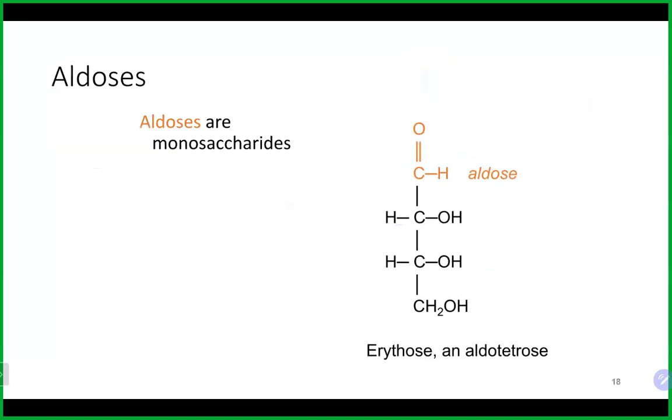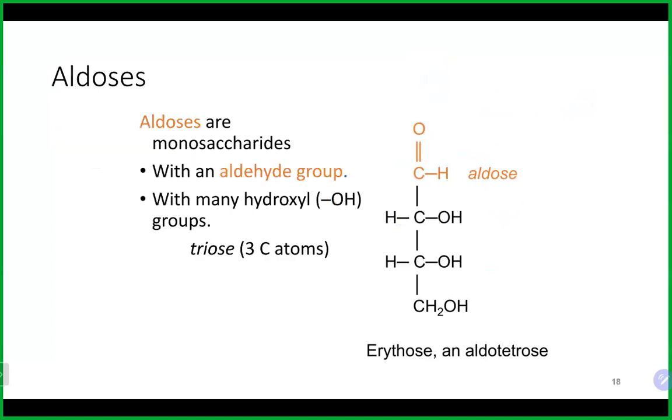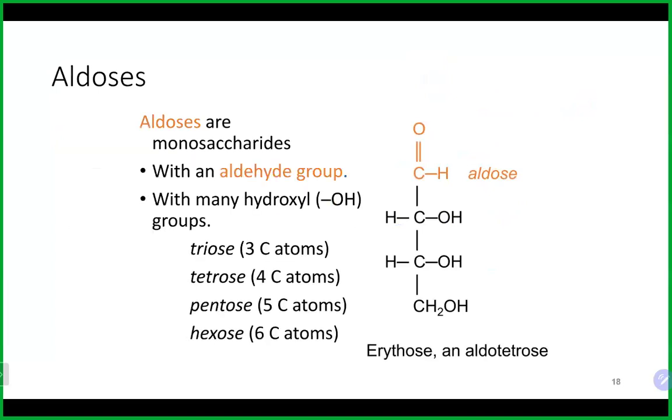So let's take a look at the first type of classification of a monosaccharide, and these are aldoses. Aldoses will have the aldehyde group up on top. This is how you know it's an aldose, because it has an aldehyde group. An easy way to remember that: aldehyde starts with A, and aldose starts with A.